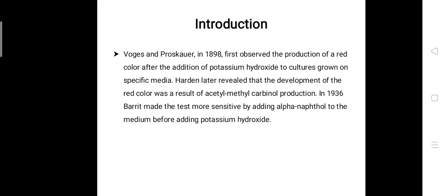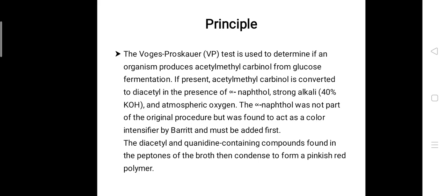Therefore, in this VP test, we are going to use two reagents, that is potassium hydroxide and Barritt's reagent. This we will discuss later, in the procedure or reagent part. So let us see the principle of this Voges Proskauer test.